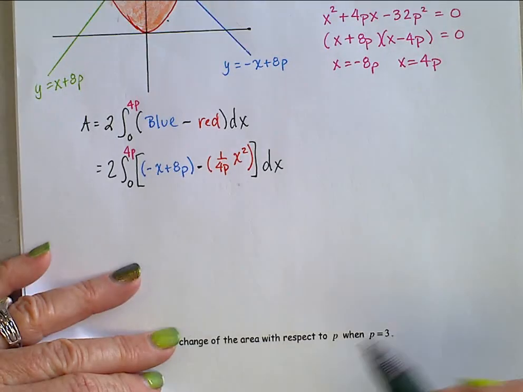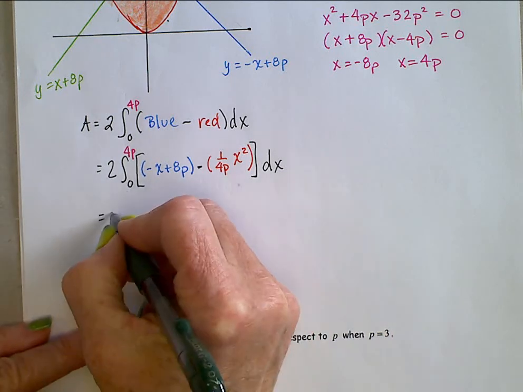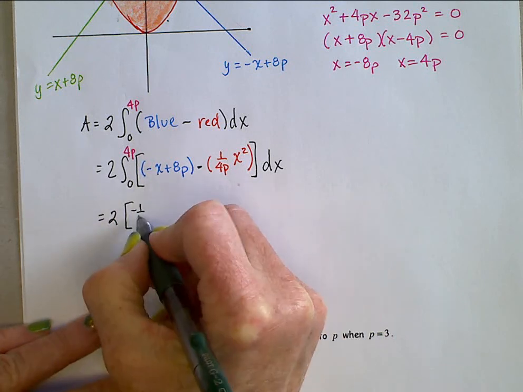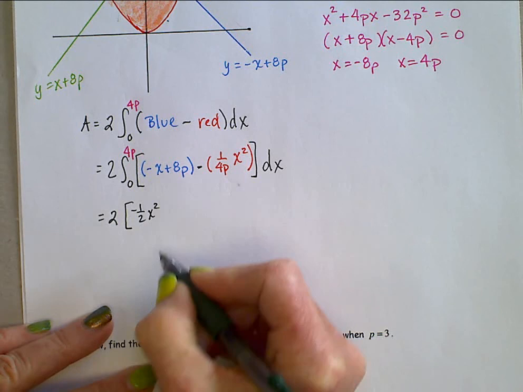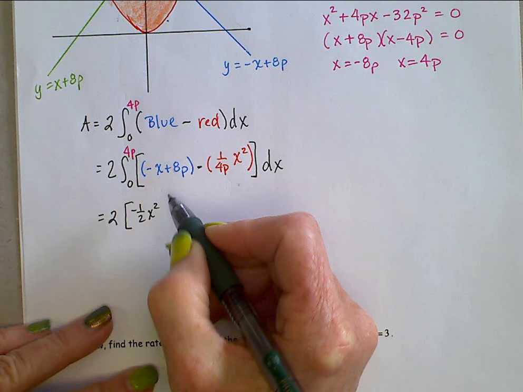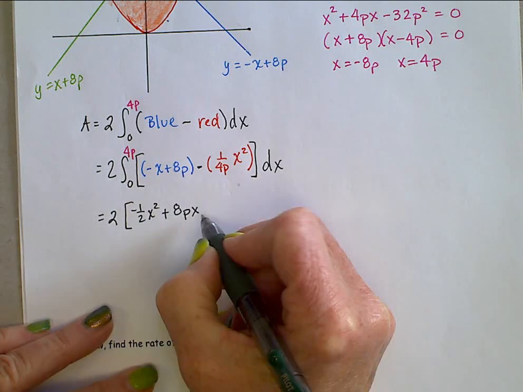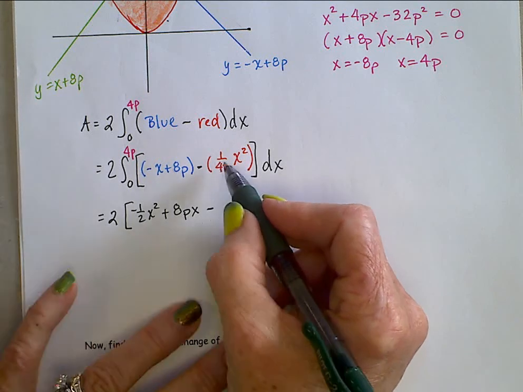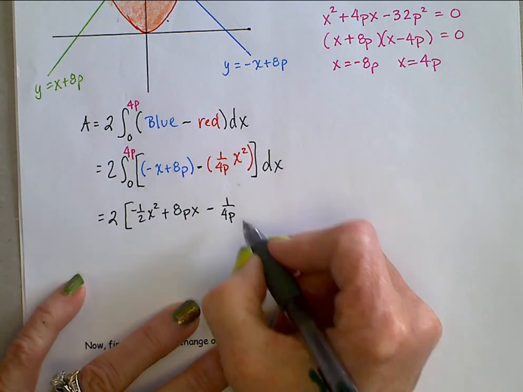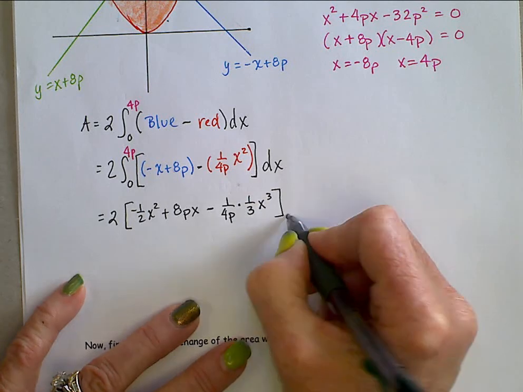Okay, now working through, we just need to anti-differentiate this. Don't lose this 2 out here. Antiderivative of a negative x is negative 1/2 x squared. Be very careful here with this 8p. That's a constant, so when we anti-differentiate that 8p, that's 8px. Minus, over here, this is 1 over 4p, that can come down, and then anti-differentiating that x squared is 1/3 x cubed, and we're going to evaluate this from 0 to 4p.